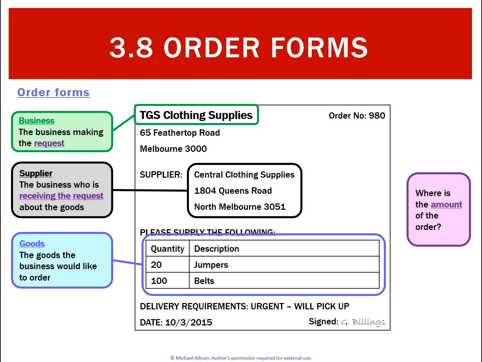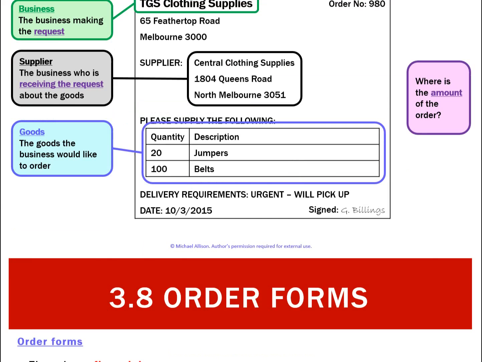One thing that probably won't be on an order is the amount. You can see here it's just got quantities. TGS Clothing Supplies is asking Central Clothing Supplies, do you have 20 jumpers and 100 belts? The issue of price hasn't arisen yet.